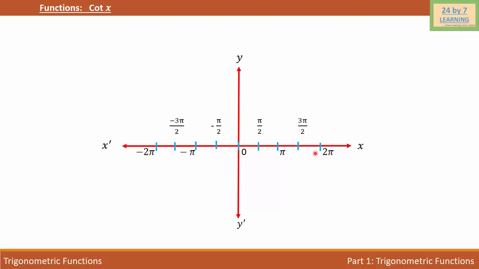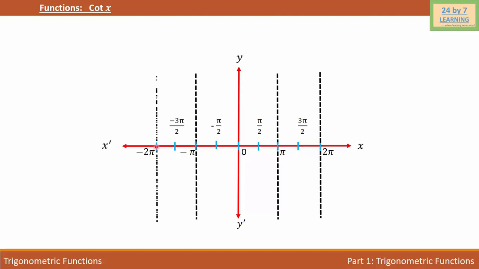Now, in order to graph the cotangent function, I'm going to draw some vertical lines that pass through the multiples of pi. So my first vertical line will pass through over here.